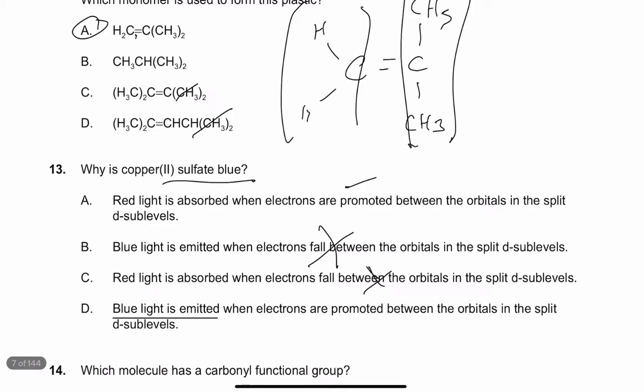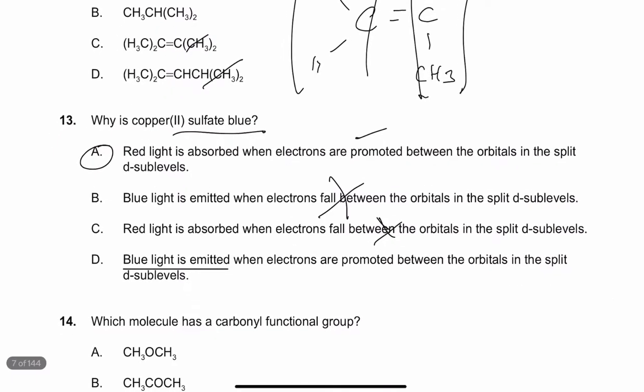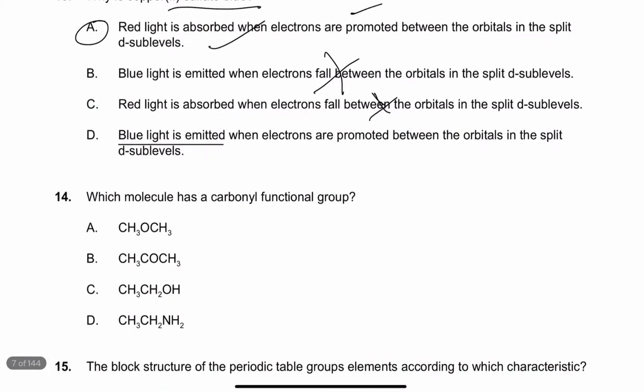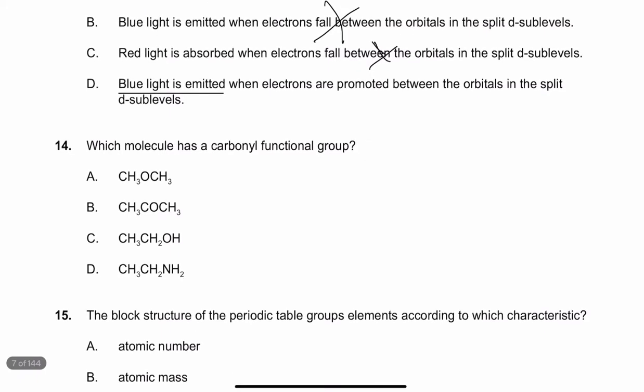Now, the fact that they're asking you this without you having access to your data booklet makes it quite a difficult question, but I think it should be able to be deduced because they only give you 2 colors, red and blue, and you know that blue light is not emitted, so it has to be A. So there we go. Now 14, which molecule has a carbonyl functional group?